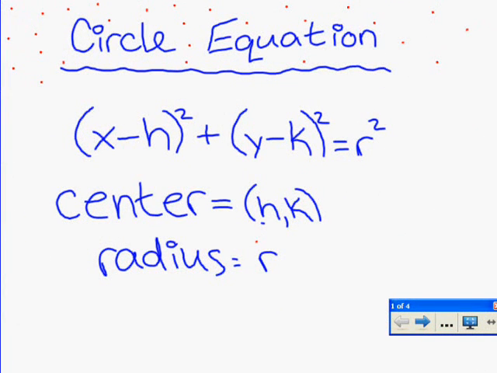Today we're going to be learning about circles. This is the standard equation for a circle. The center is represented by (h, k), and the radius is the r value of r squared.